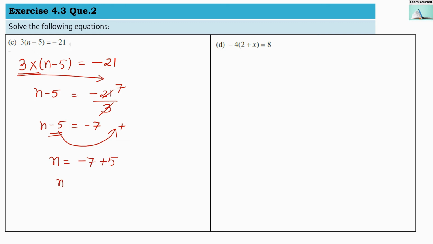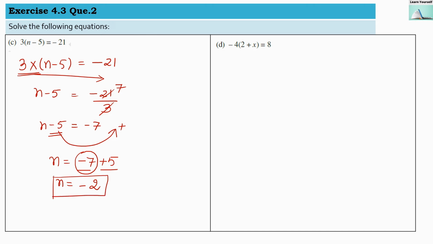So n equals to, here we will get 1 is minus and 1 is positive. So here bigger number has negative sign. So we are going to do subtraction over here. So we will get here 2. And this 2 will get bigger number sign. So it is going to be minus 2.